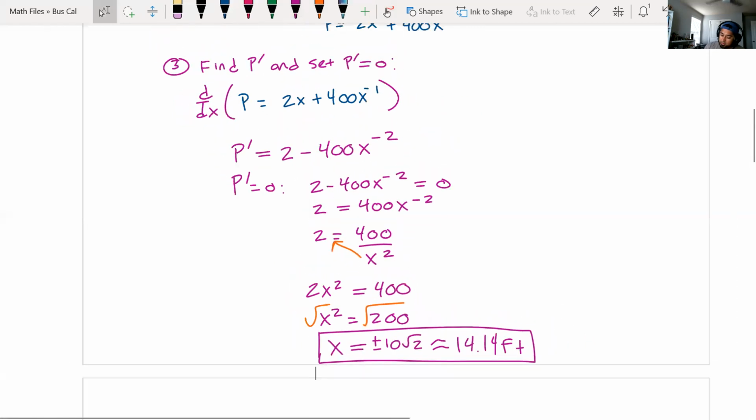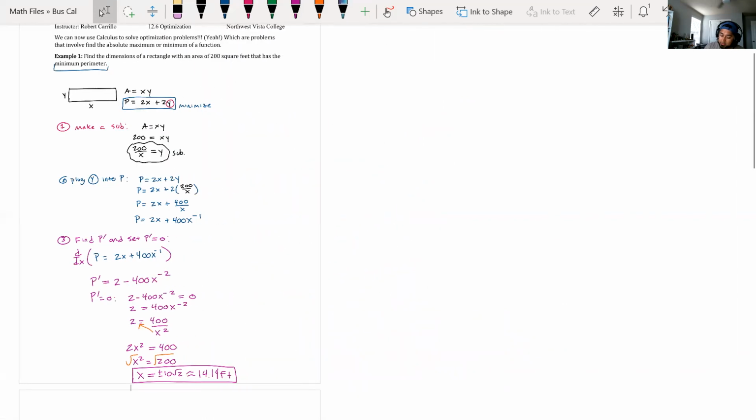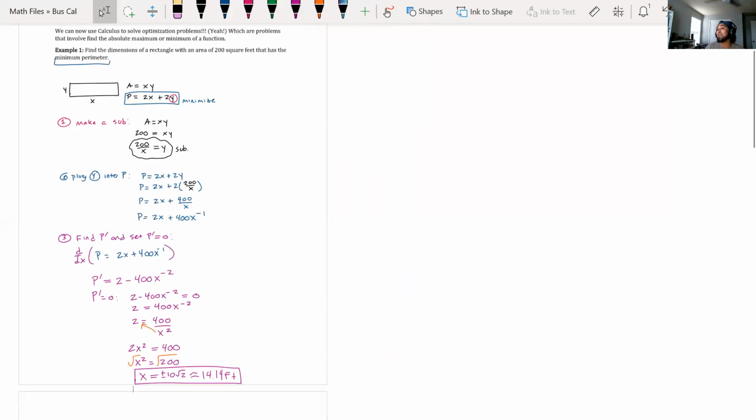In this question, all it wants to know is what are the dimensions that would minimize this perimeter. It just wants the dimensions. So we found out that to minimize this perimeter, x has to be 14.14 feet, which means to finish this off, all we have to do is solve for y. We're going to take x and plug it into that substitution equation we made for y. So that's going to be our fourth step. Step 4: plug x into y.